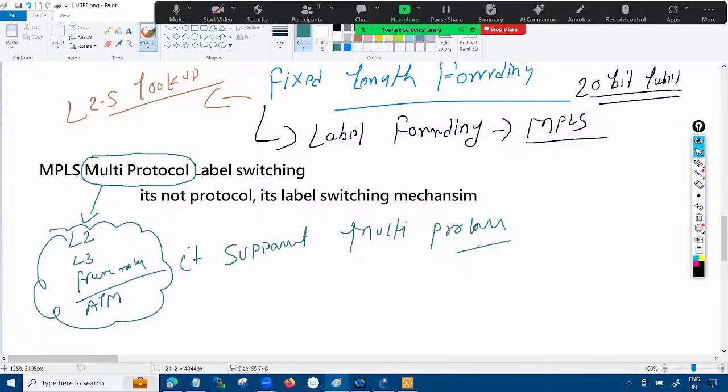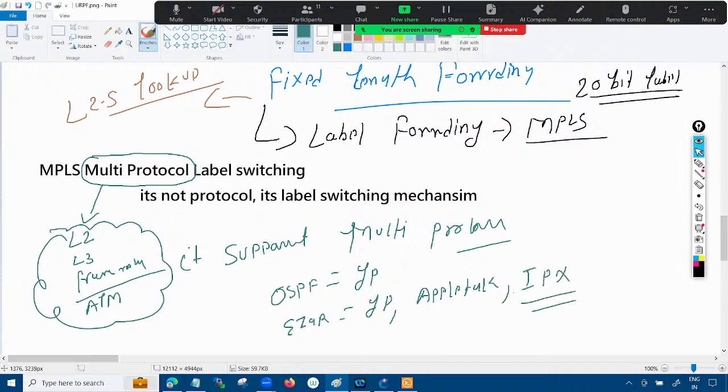For example, OSPF is a pure IP-based protocol. It cannot support any other addressing, right? Whereas EIGRP is an IP protocol, and it can support AppleTalk as well. It can support IPX as well. In the same way, we can call EIGRP a multi-protocol. Same way, MPLS is a multi-protocol.